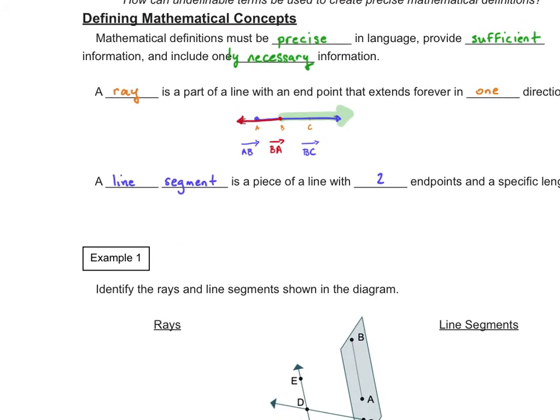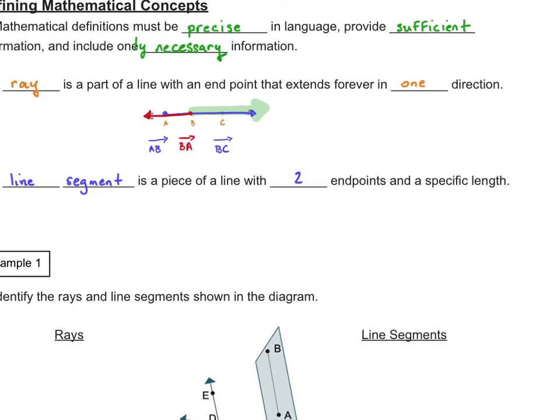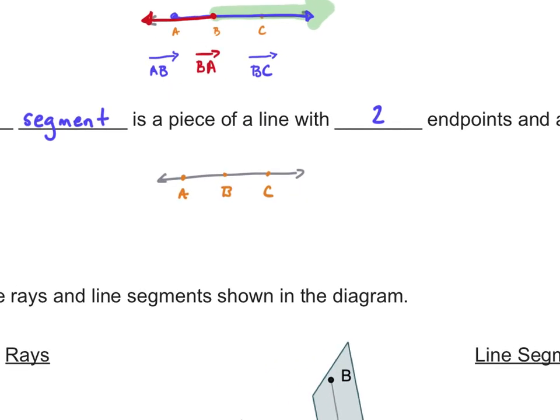Continuing on with a line segment. A line segment is a piece of a line with two endpoints and a specific length. Using the same general information, a line segment will be drawn with a line over, and we need two letters. So if I said line segment BC, it starts at B and ends at C. I could also write that as line segment CB, because it could go either direction, it doesn't matter, but we do have a finite start and stop point, because it has two endpoints.